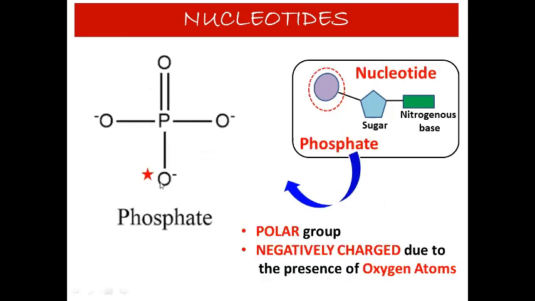The next component is the phosphate group. In the nucleotides, you can see here the structure of one phosphate group. One phosphorus atom is attached with 4 oxygen atoms. All these oxygens are negatively charged. So this phosphate group is a highly polar group and negatively charged due to the presence of 4 highly electronegative oxygen atoms.